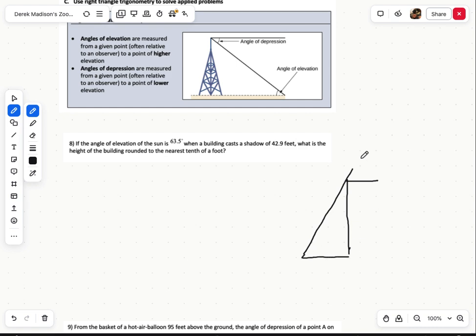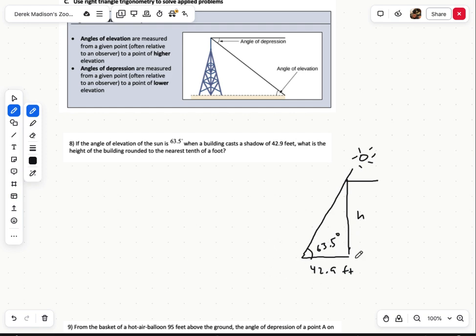And this is going to be the shadow, so the sun is right there. And the angle of elevation is measured from the ground up, so that's going to be right here, the 63.5 degrees. And then the shadow cast, the building would cast a shadow this way, so that's going to be 42.9 feet. And I am supposed to find h, the height of the building.